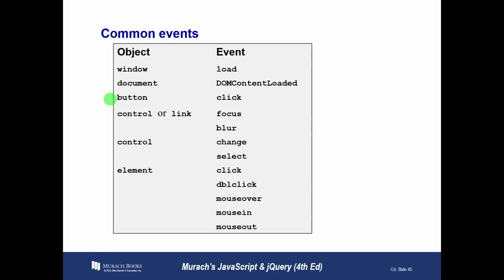Common events you probably think of right offhand: somebody clicks a button. That's a very common event where we might write a function that runs when somebody clicks on a button. There are events for controls or links, like if somebody puts their cursor into a text box and it gets focus, or they leave that text box and it gets blur, we can write functions for those events. Anytime somebody changes a control in some way or selects a control, or clicks on any element, really, double clicks on any element, moves their mouse over an element or their mouse into an element or mouse out. Those are all events that we can write code that will run when those events happen.